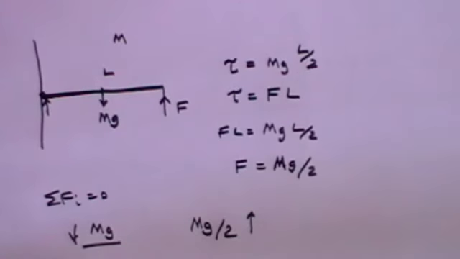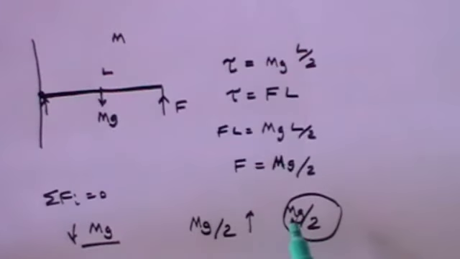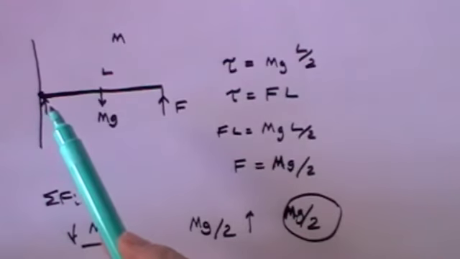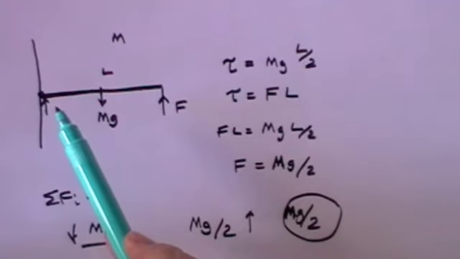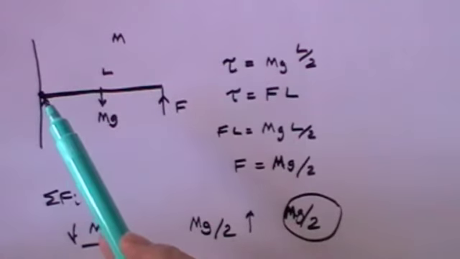The pivot itself is helping to support this rod, and the other Mg/2 is actually at the pivot point. That force of Mg/2 at the pivot point, of course, contributes nothing towards the torque, because any force acting through the pivot point has a 0 torque, because the torque is force times distance, and the distance is 0.